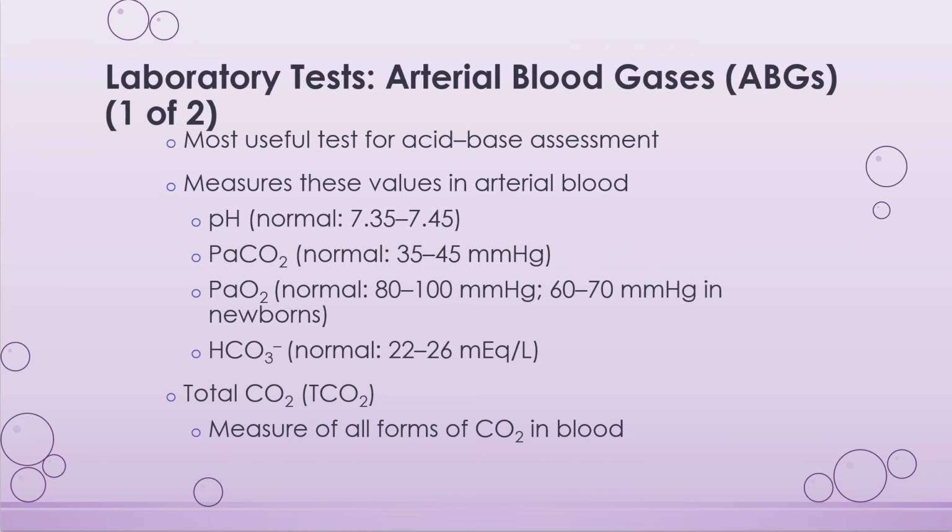And a bicarb, an HCO3, bicarb, the normal, okay, this is the only number that changes a little bit depending on the textbook you look at, okay? So I want you to think mid-20s, right? So 22 to 26 in this textbook. I've seen 21 to 30, mid-20s. Ballpark it in the middle. A bicarb around 25 is decent, right? And then a total CO2, right, measures all forms of CO2 in the blood.